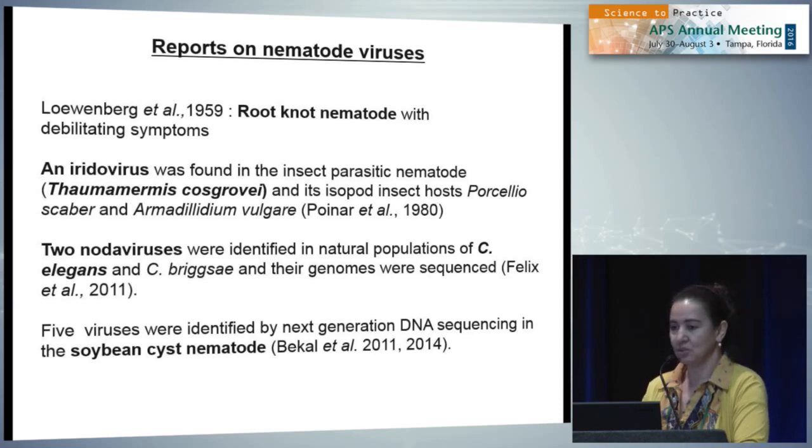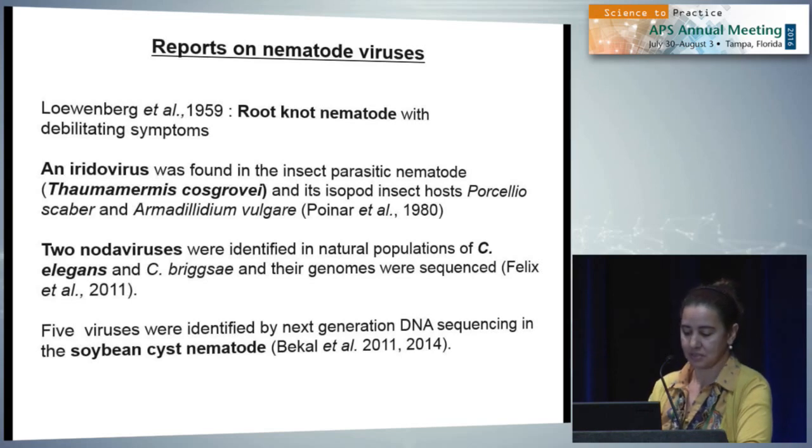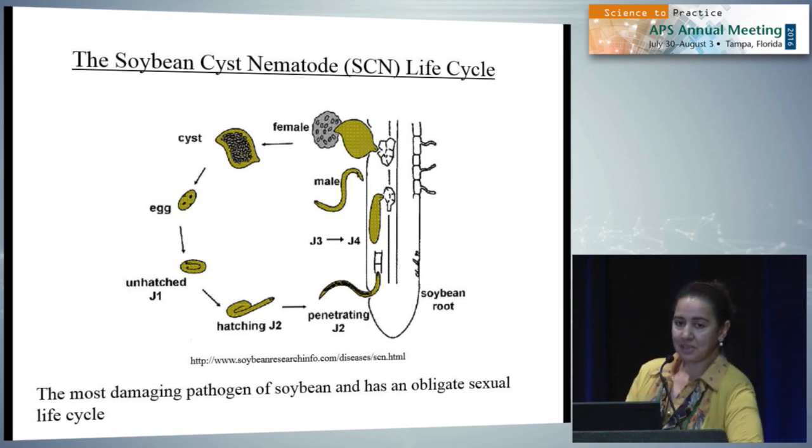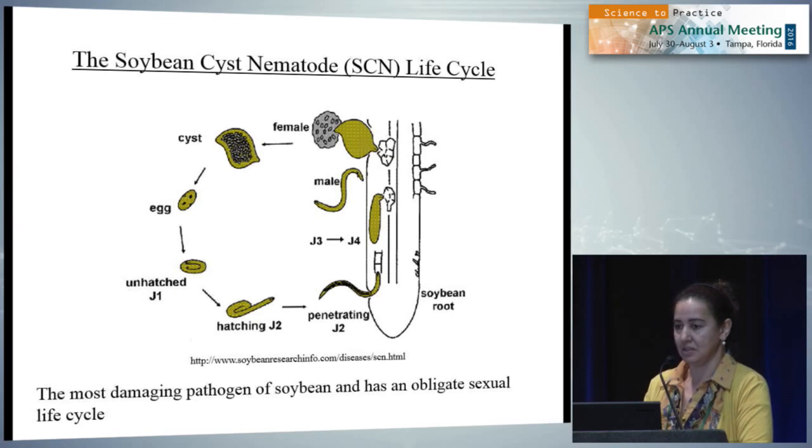Shortly after that, our group isolated 5 viruses through an RNA-seq project on the soybean cyst nematode. So nematode viruses probably have a different ecological niche from insect viruses or plant viruses.